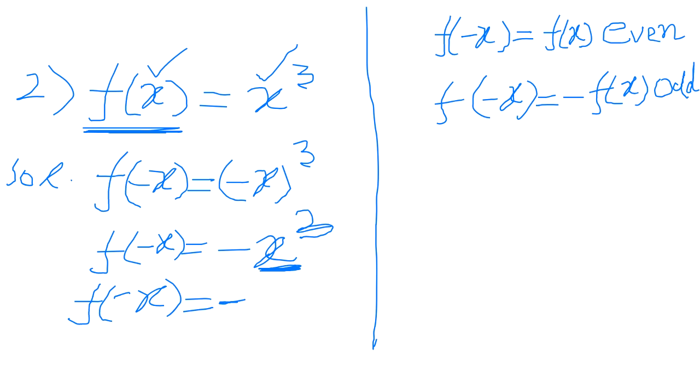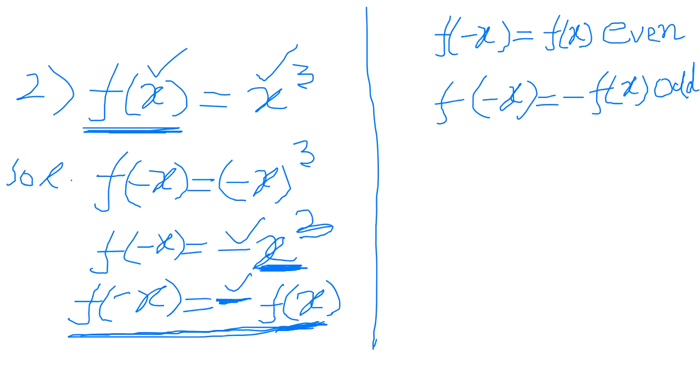So here first comes the minus and then comes f of x. This x power 3 means f of x, and here there is a minus. So f of minus x equals minus f of x. Okay? This is the condition, so this function is odd. This is an odd function, right?